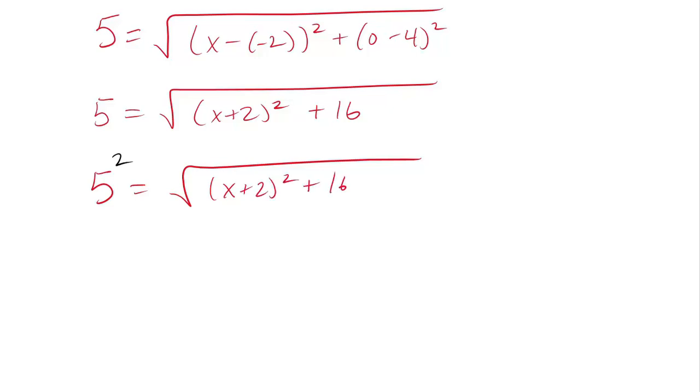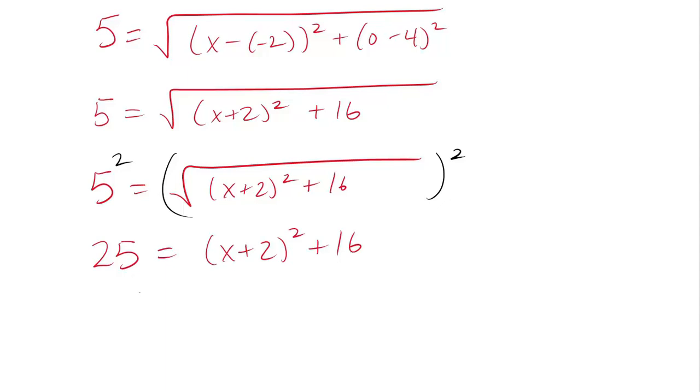I would square the left side and square the right side. The left side becomes 25. On the right side, the radical gets removed and we get (x + 2)² + 16. And I hope you can see where I was going with this. Now I can use extraction of roots.